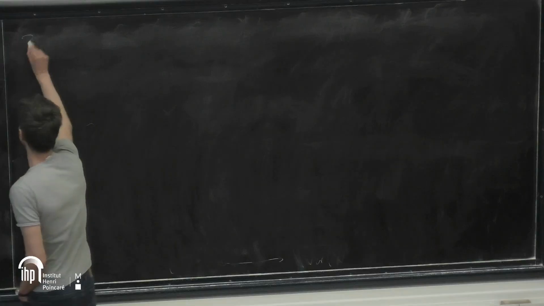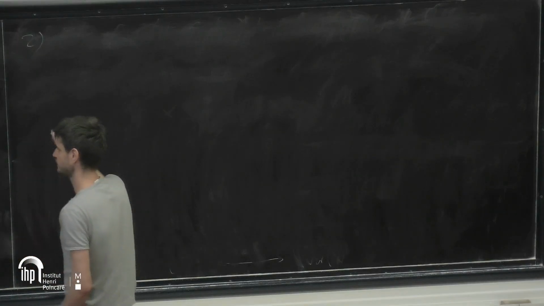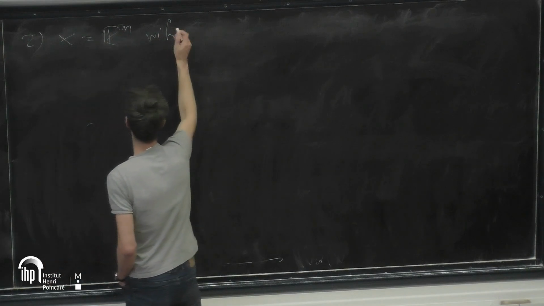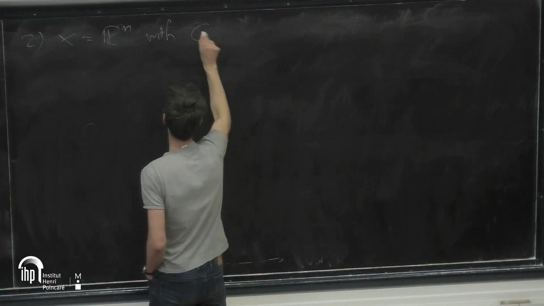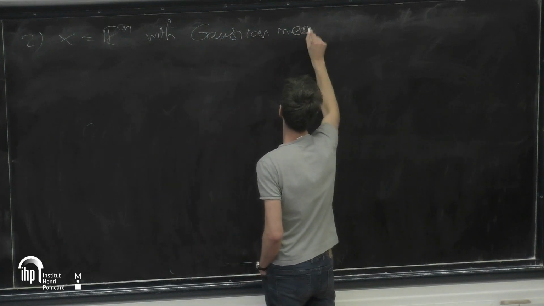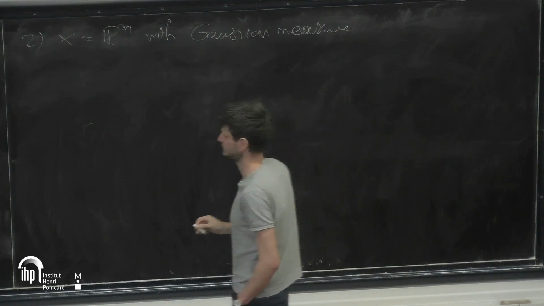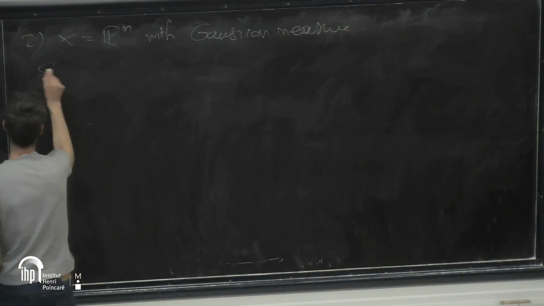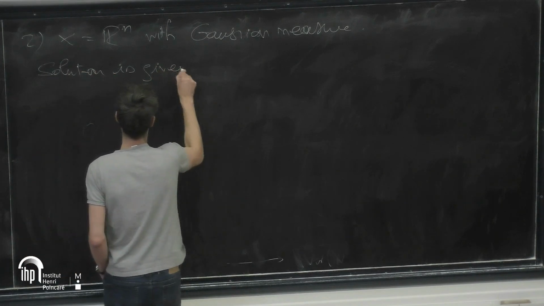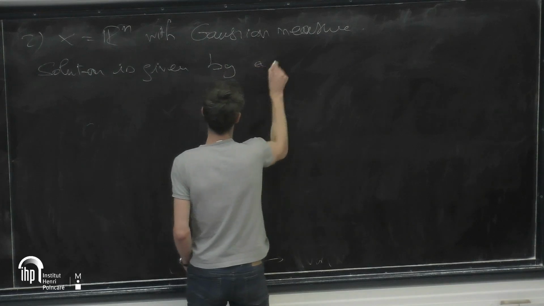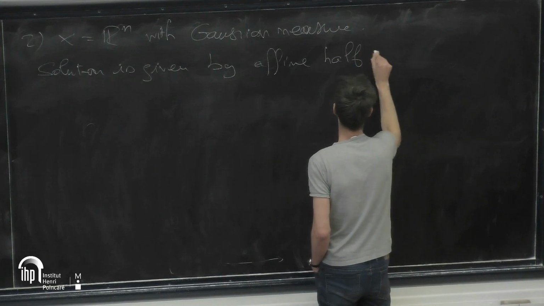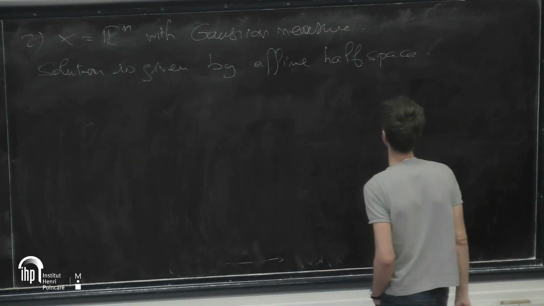So the second case where I know the answer is Rn with the Gaussian measure. And this time the solution is given by affine half spaces.